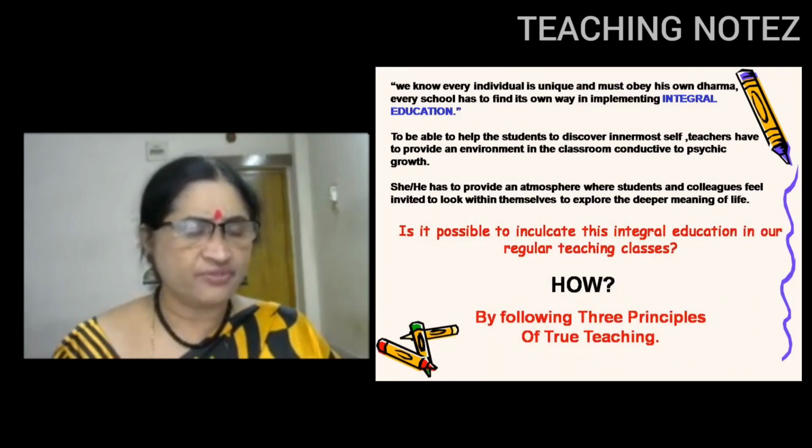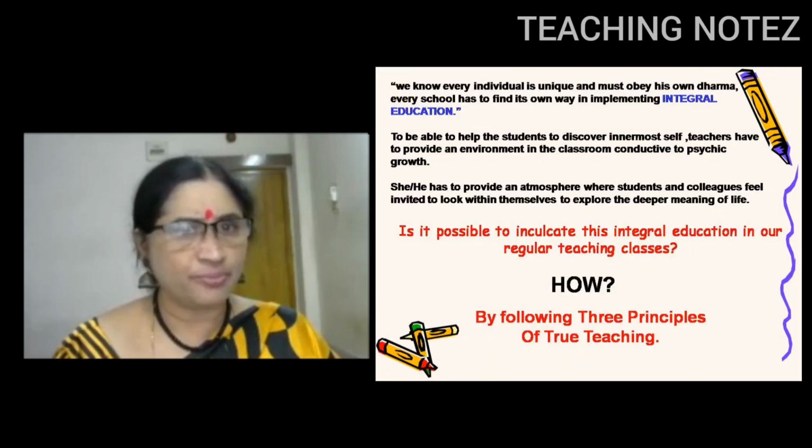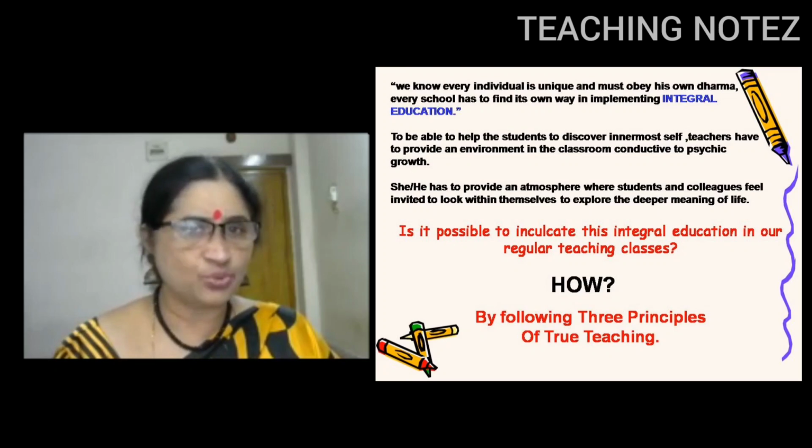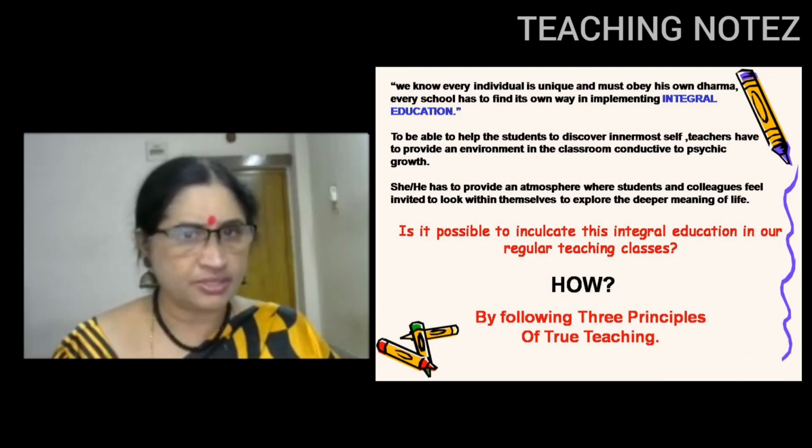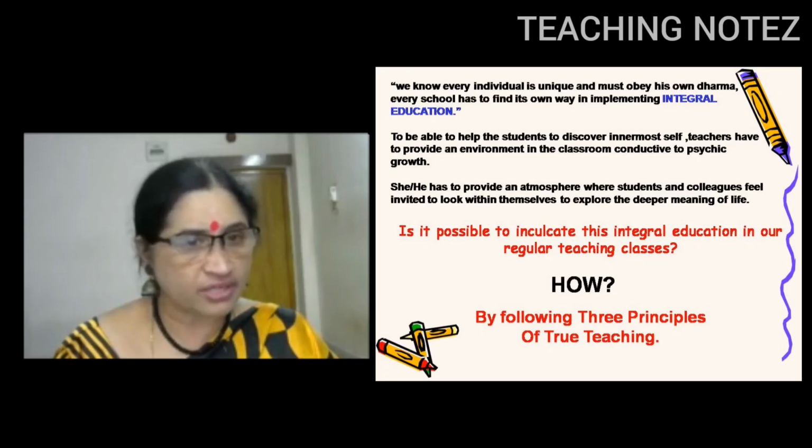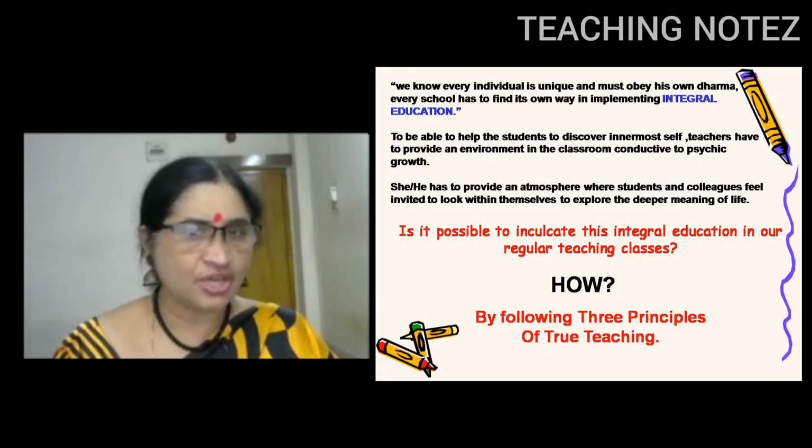We know every individual is unique. We must obey his dharma. Every school has to find its own way to implement integral education. To help the students to discover themselves, the teacher needs to provide a conducive environment for their psychic growth. He or she has to provide an atmosphere where students and colleagues feel invited to look within themselves to explore the deeper meaning of life.